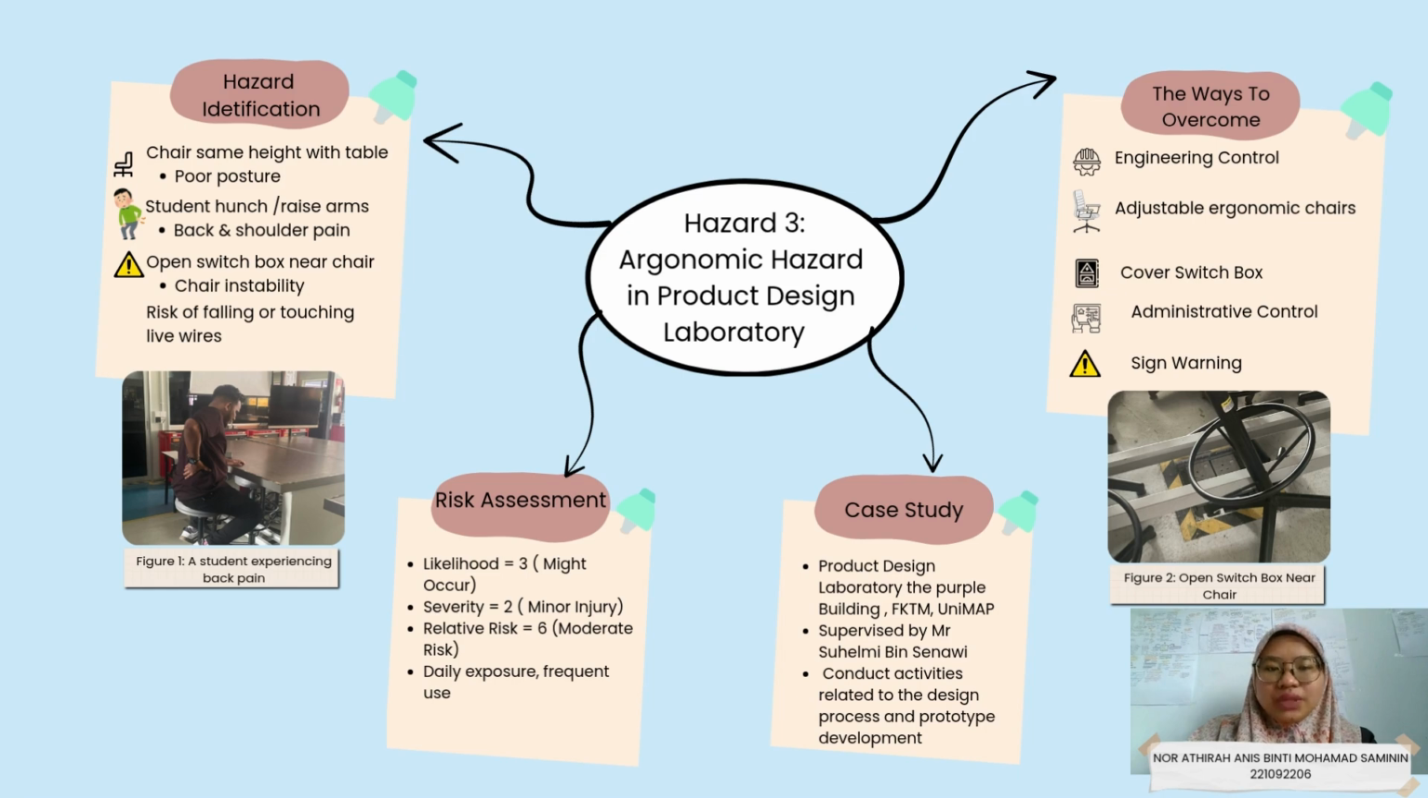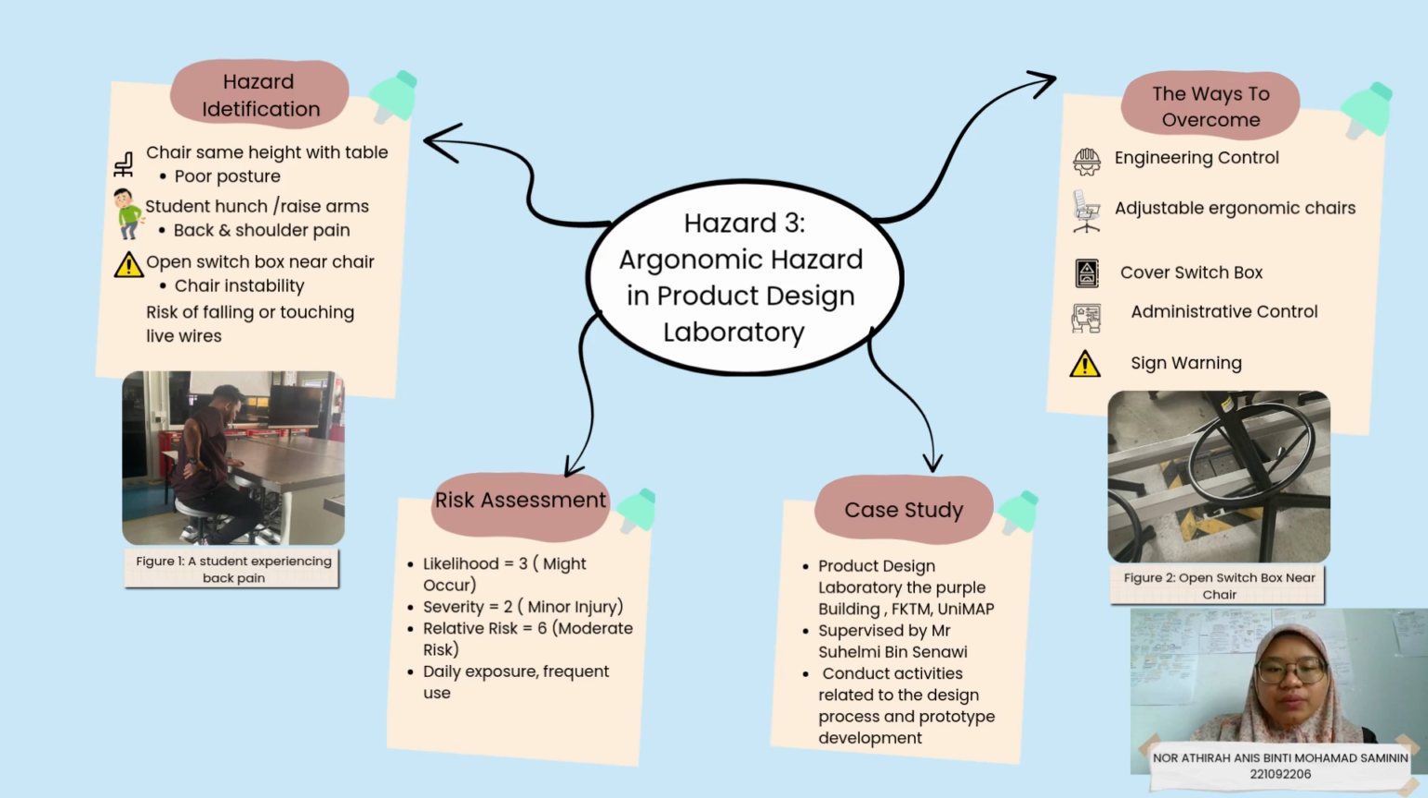From the risk assessment, this hazard has a likelihood score of 3, meaning it might occur. The severity is rated at 2, indicating a minor injury, such as muscle strain or discomfort. Therefore, the relative risk score is 6, which falls under the moderate risk category. This is especially a concern because students are exposed to the hazard frequently and for a long period during their design activities. To overcome this hazard, several controls are suggested.